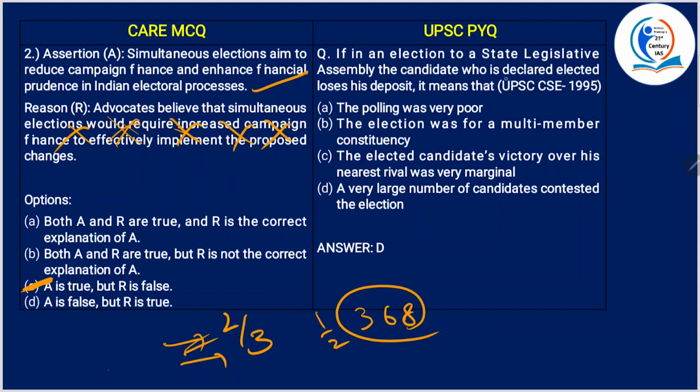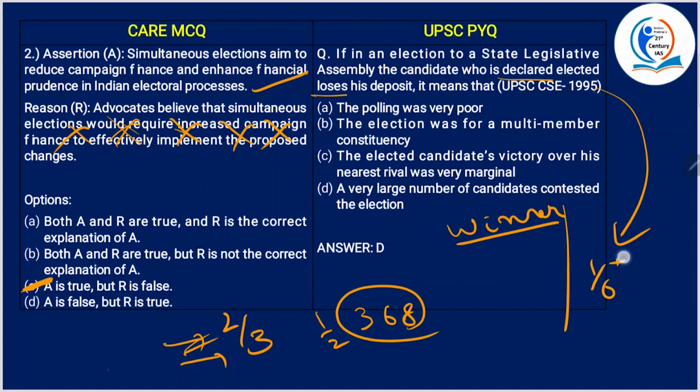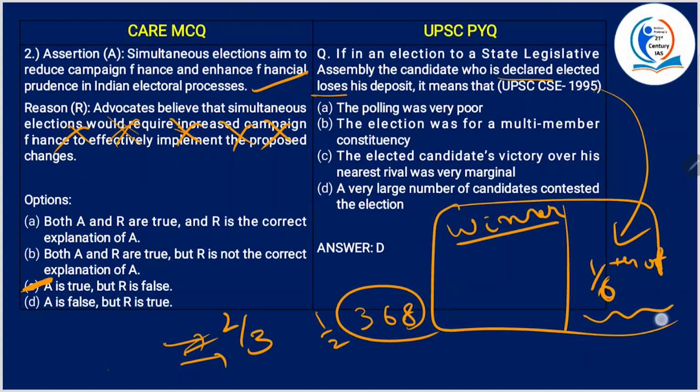See, when he is declared elected but loses his deposit, what does it mean? He is a winner. Okay. However, he didn't get back his deposit, which means that he or she has failed to garner the minimum percentage of votes. That percentage is usually 1/6 of the total votes polled. So, if he is not getting 1/6 of the total votes polled, he will not get back the deposit. This is the basic point.